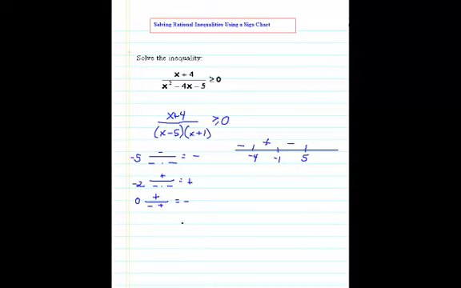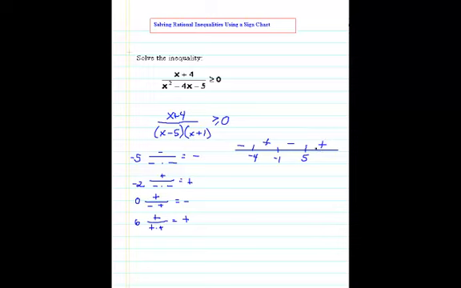Now finally, something to the right of 5. Let's choose 6. Any number actually, but 6 is what I'll use. 6 plus 4 is positive. 6 minus 5 is positive. 6 plus 1 is positive. The denominator is positive, and a positive divided by a positive is a positive. Now I've got the sign chart.